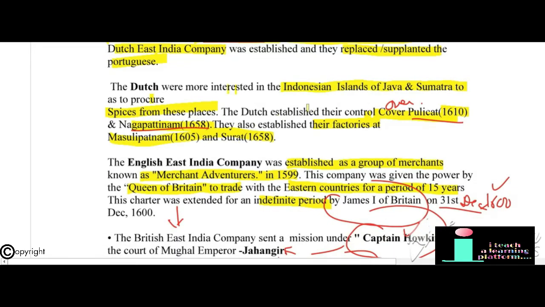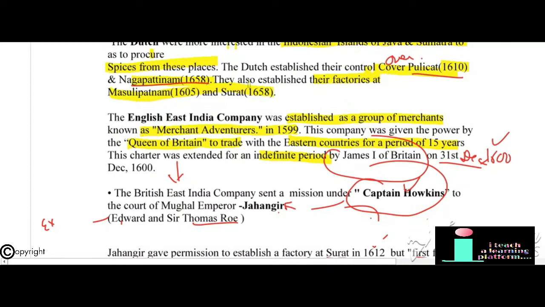The Dutch established their control over Pulicat and Nagapattinam and established their factories there, in Pulicat in 1610 and Nagapattinam in 1658. They also established their factories at Masulipattnam in 1605 and Surat in 1658.